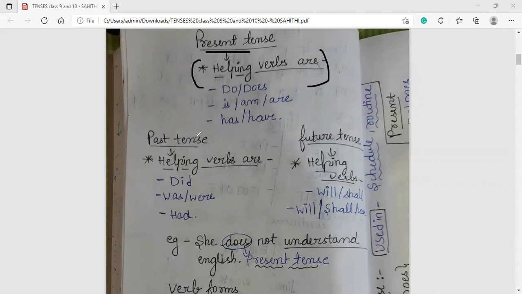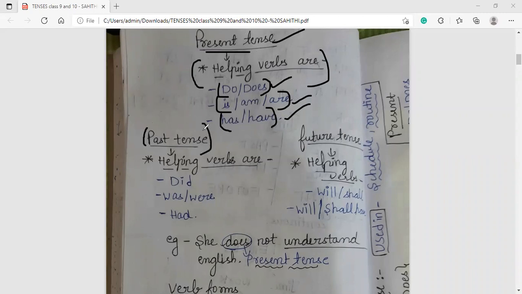So present tense helping verbs are do or does, is or am or are, has or have. Okay, so these are the helping verbs for present tense. Do or does we use for present indefinite tense. Is, am or are we use for present continuous. Has or have we use for present perfect continuous.